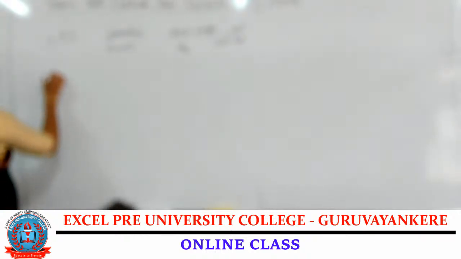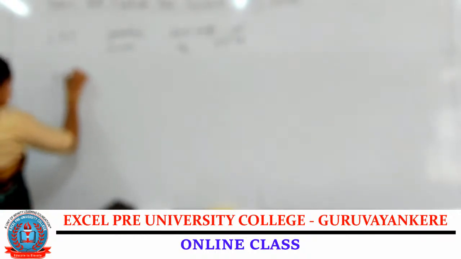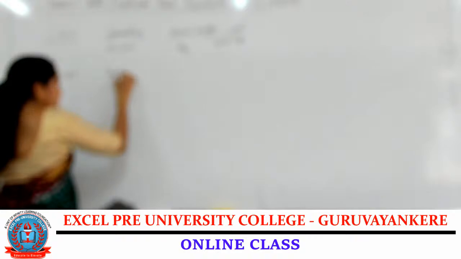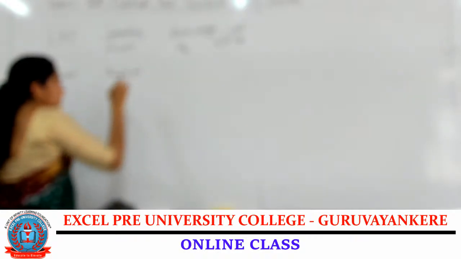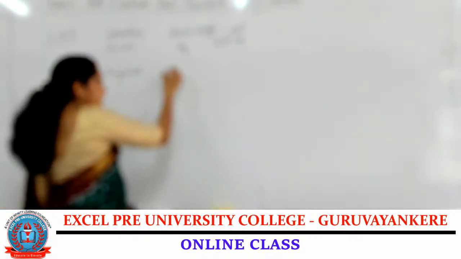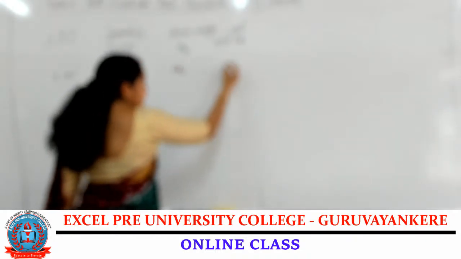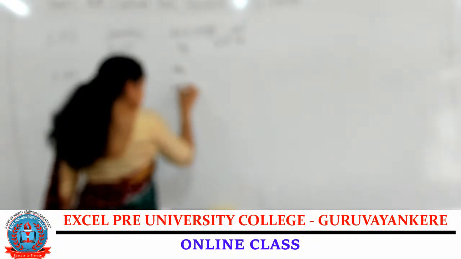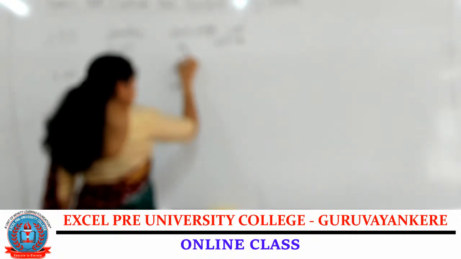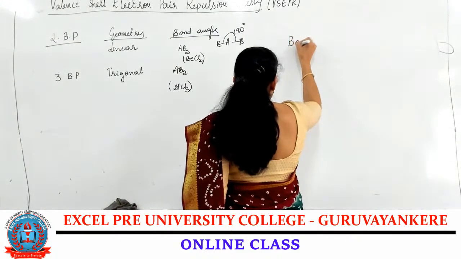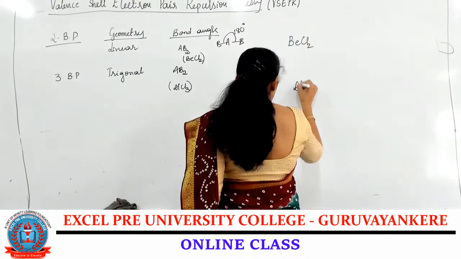If 3 bond pairs are present, the geometry of the molecule is trigonal planar. If I take an example as AB2, the best example is BeCl2, beryllium chloride. For AB3, the best example is AlCl3, aluminium chloride. Let me write the examples over here. BeCl2, AlCl3.